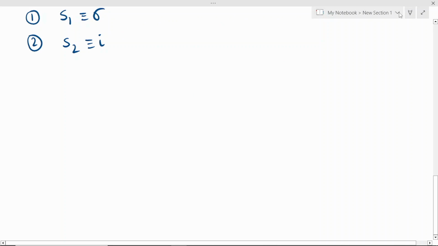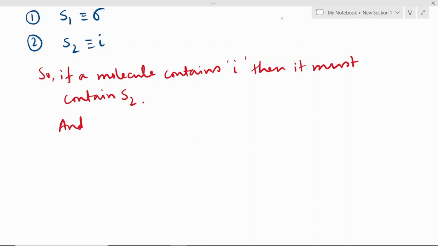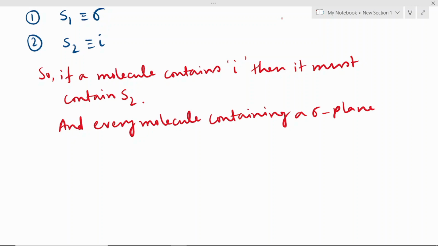So if a molecule contains I, then it must contain S2, and every molecule containing a sigma plane must possess S1 axis.